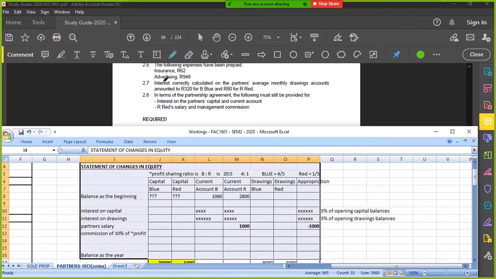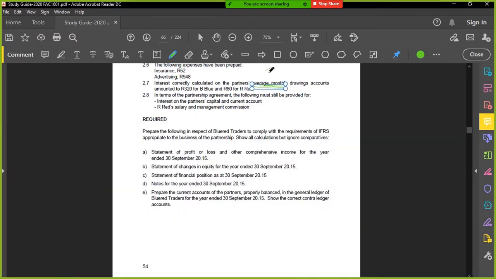Okay, so let's write that down. Interest correctly calculated on the partners' average monthly drawings. Okay, so see, I didn't have to work out the monthly. I was worried about that because then they would have had to give you 12 months' worth of information, but they didn't. They gave you the final working. So that does help a lot. So we can just record it.